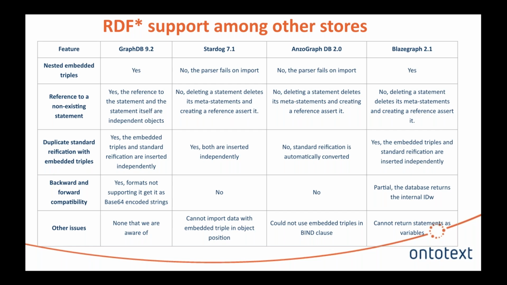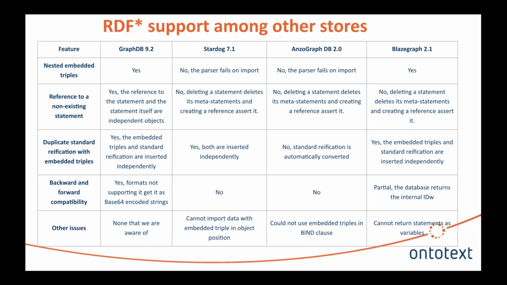And other issues. Obviously for GraphDB, we spent a lot of engineering effort to master all the features and to properly design them. So we found some weird limitations with the other stores. Maybe these are bugs or just something which they plan to improve. In StarDog, you cannot import data with an embedded triple in object position. So you cannot say something like a reference to a statement.